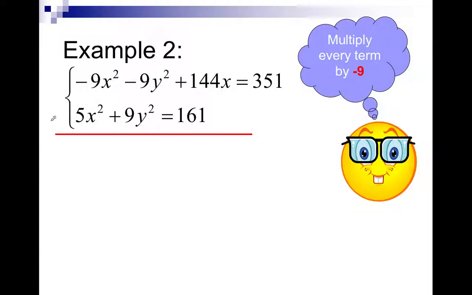What's going to happen when I add down now? I'm going to get negative 4x squared. The y's are going to cancel out. The 144x to the first didn't have anybody to combine with, so it's just here next to the negative 4x squared. And then 351 minus 169, I'm sorry, plus 161 is 512.